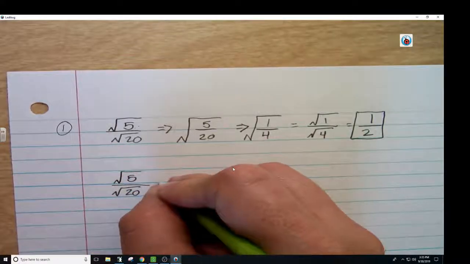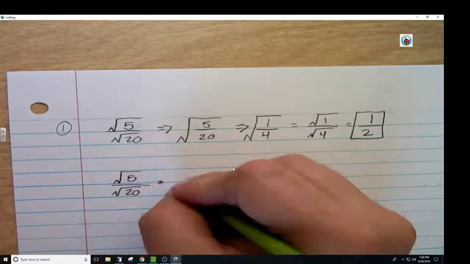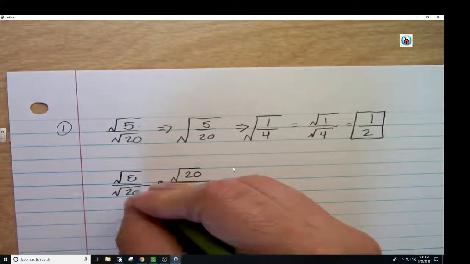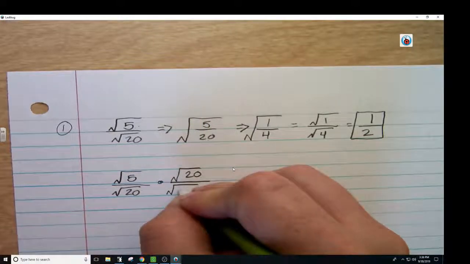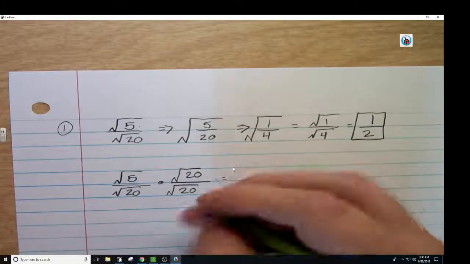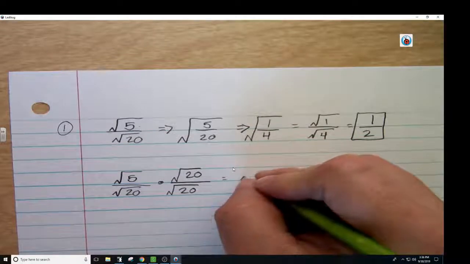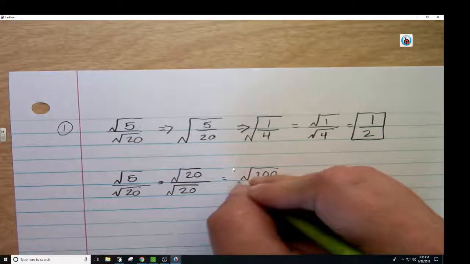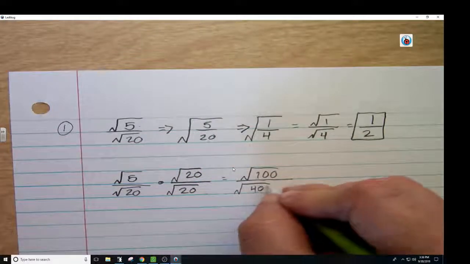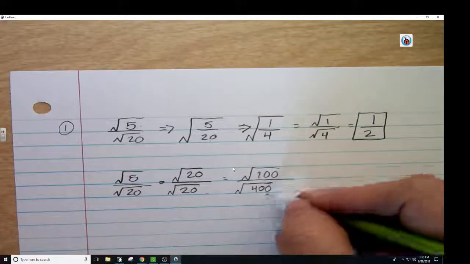All right. Now, this radical here cannot be in the denominator. So what I'm going to do is I'm going to do what they call rationalize, which means what you do, you take what is in the bottom and you multiply top and bottom by that number. Okay. Now, remember, you can multiply inside times inside. So now 5 times 20 is 100. Don't forget your square root there. 20 times 20 is 400.